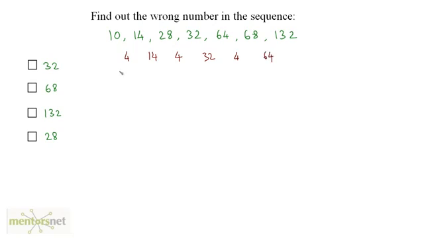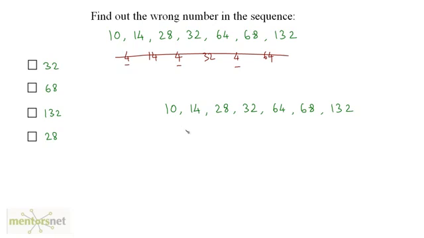Well, we have a pattern, right? We have 4's in alternate places, right? Alternately we are adding 4. Okay, so alternatively we are adding 4, so let us keep them as it is. 28 plus 4 is 32, 64 plus 4 is 68, right? So these are alternate 4's.